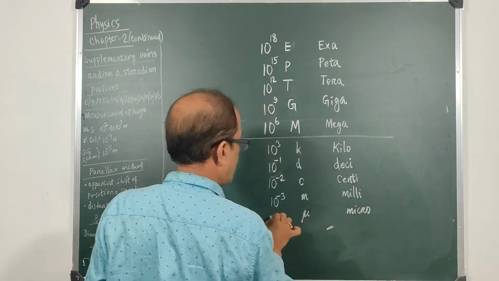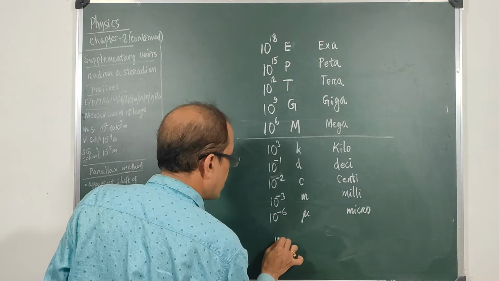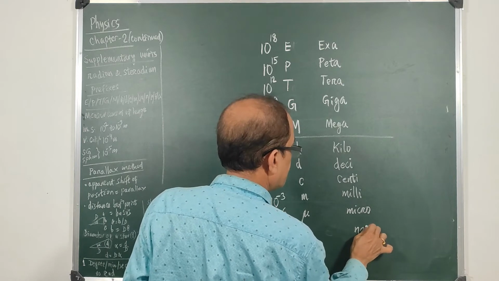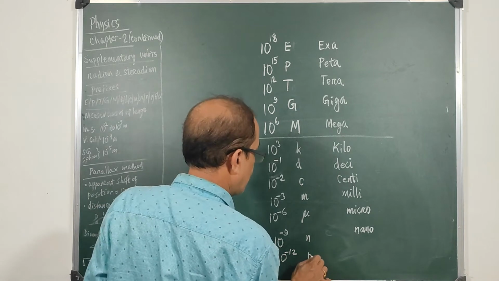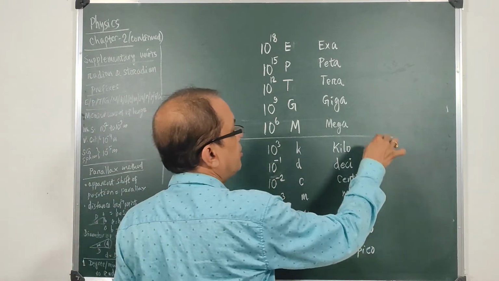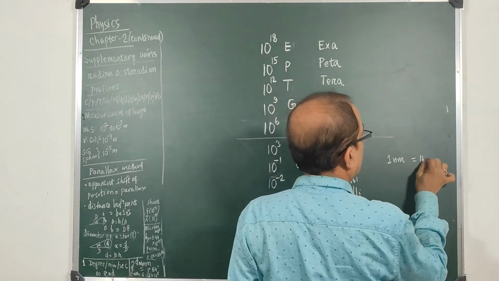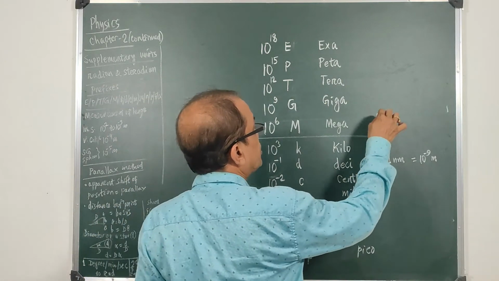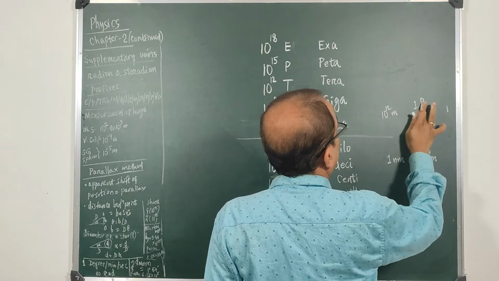micro for 10 to the power minus 6, then 10 to the power minus 9, which is for nano, small n, and 10 to the power minus 12 for pico. How do we use them? If I have written 1 nanometer, radius of an atom is 1 nanometer, then this is equal to 10 to the power minus 9 meter. If the distance between two stars is 10 to the power 12 meters, then it will be written as 1 terameter.